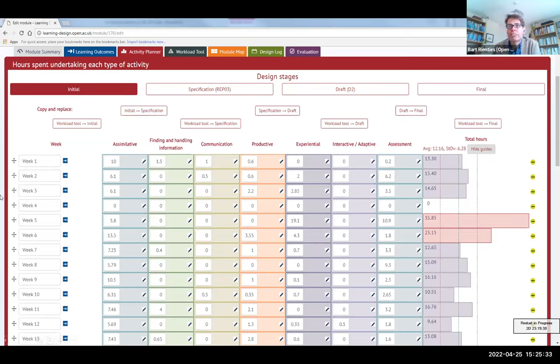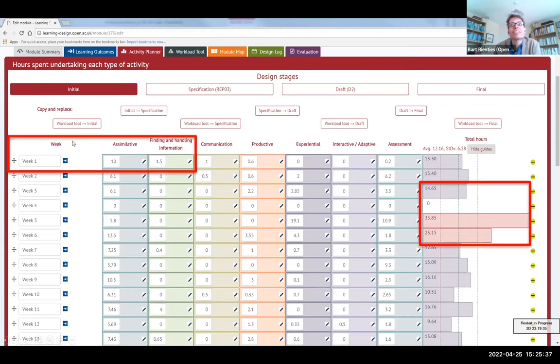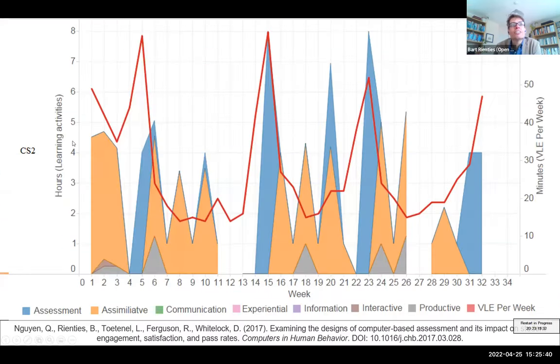So the beauty is, of course, with all this analytics, you can actually then see what is happening. Here you see the same course, the same mapped out activities. You see when there are peaks and troughs, and you can see the virtual learning engagement per week indicated in a red line. So what does it mean? What can you see in this lovely visualization?